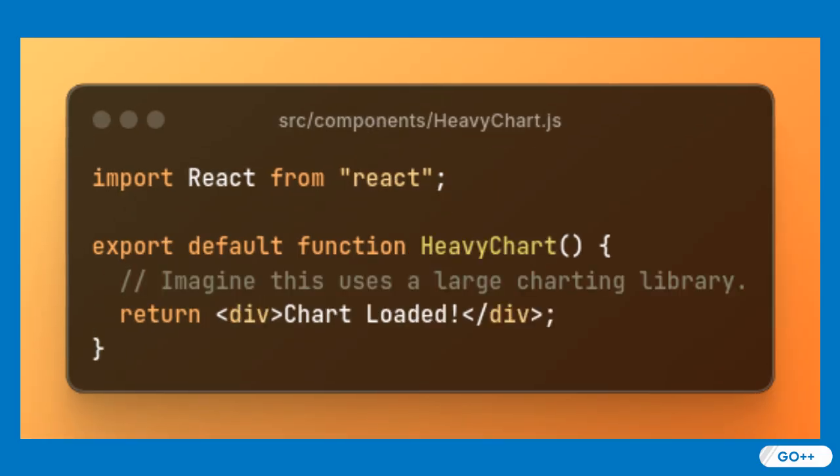next. Heavy chart is a simulated large component, such as a charting library, that is only loaded when explicitly requested by the user. It demonstrates on-demand lazy loading for infrequently used features.